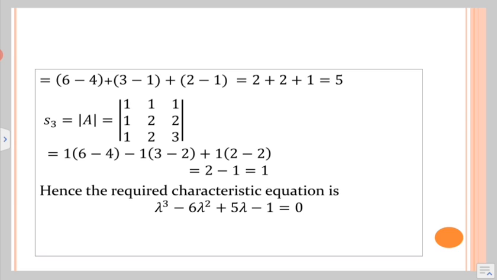Therefore, the required characteristic equation is lambda cube minus 6 lambda square, where 6 is your S1, plus 5 lambda, the S2 coefficient, minus S3, where S3 is 1, equals 0. So lambda cube minus 6 lambda square plus 5 lambda minus 1 equals 0 is the required characteristic equation for the given 3 by 3 matrix.